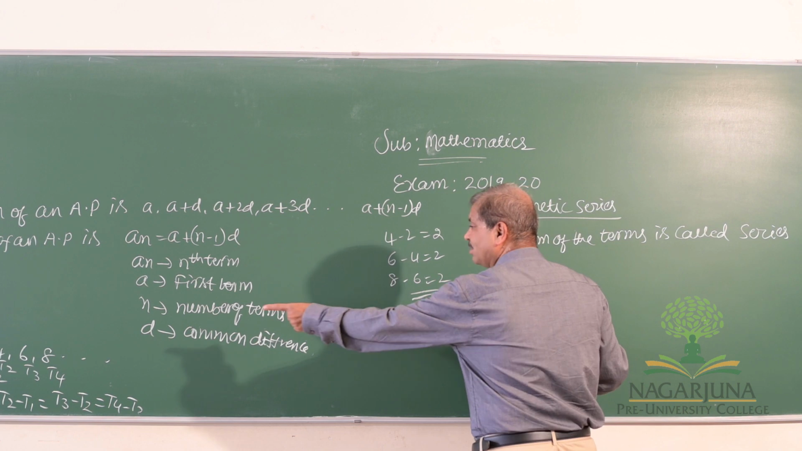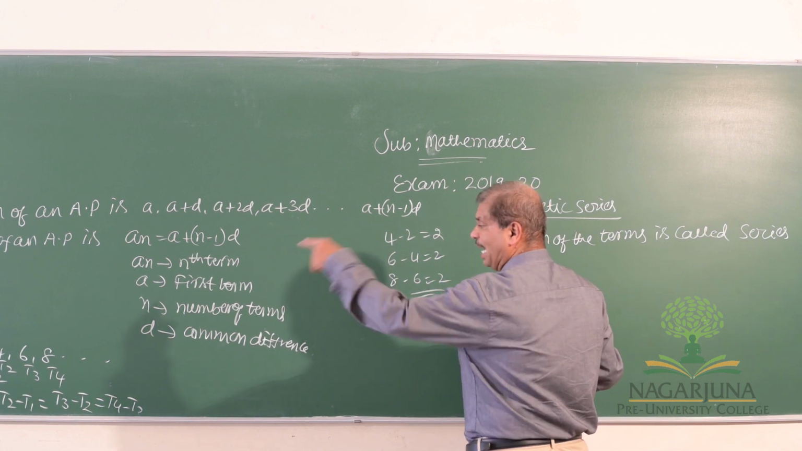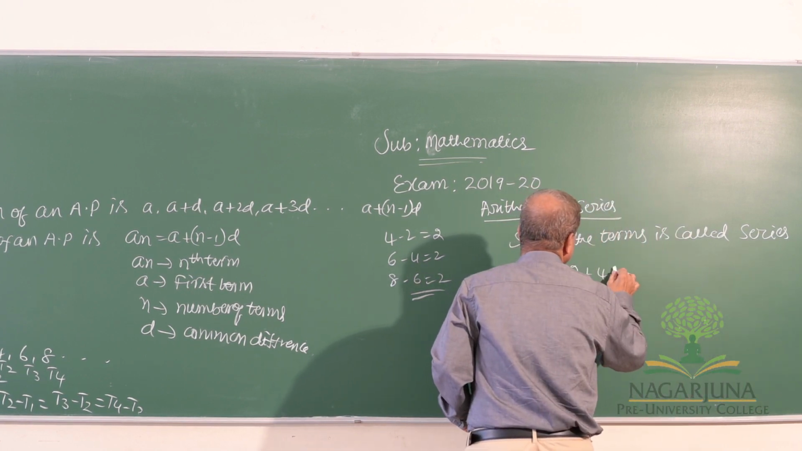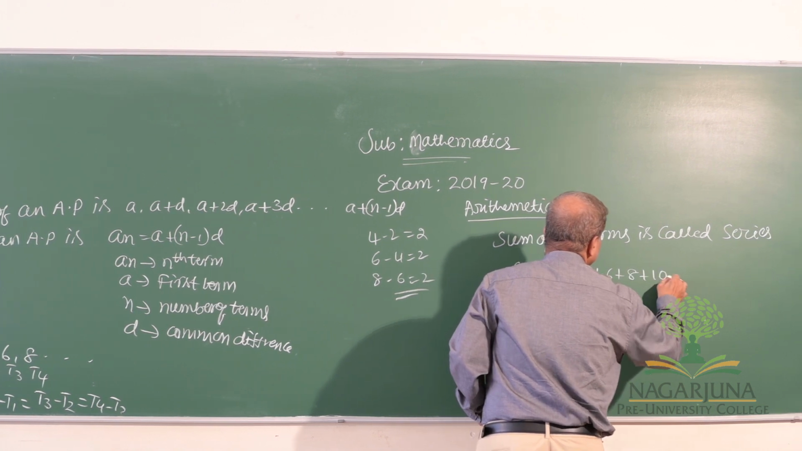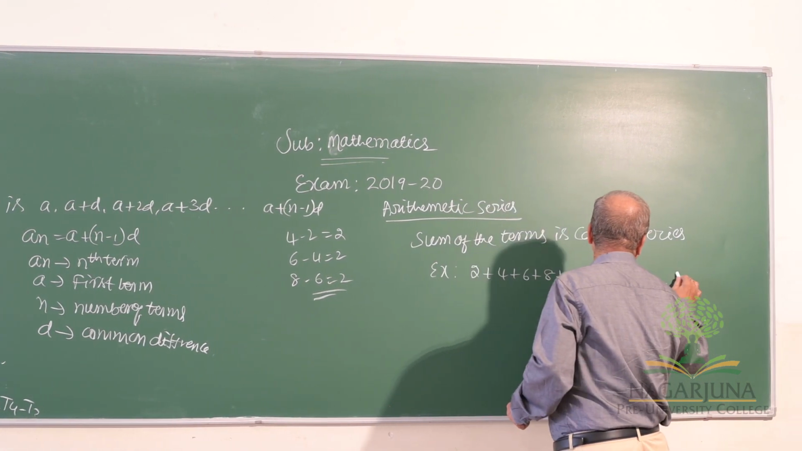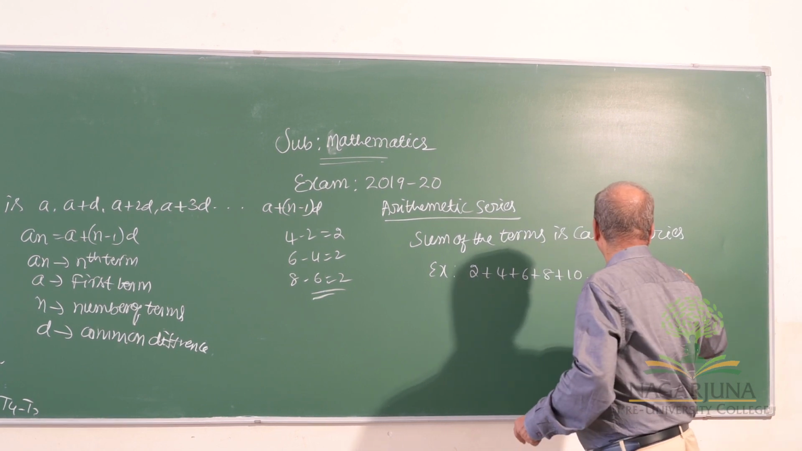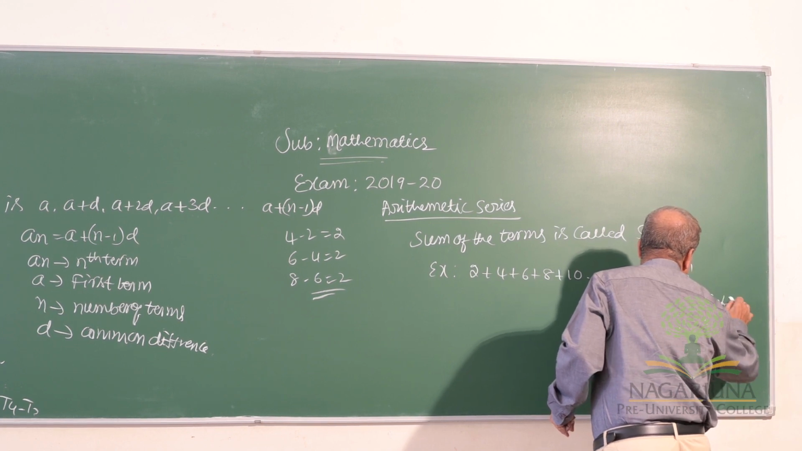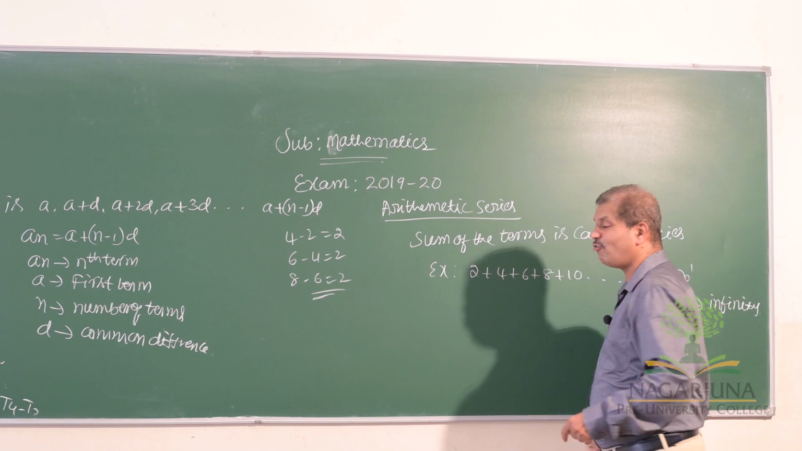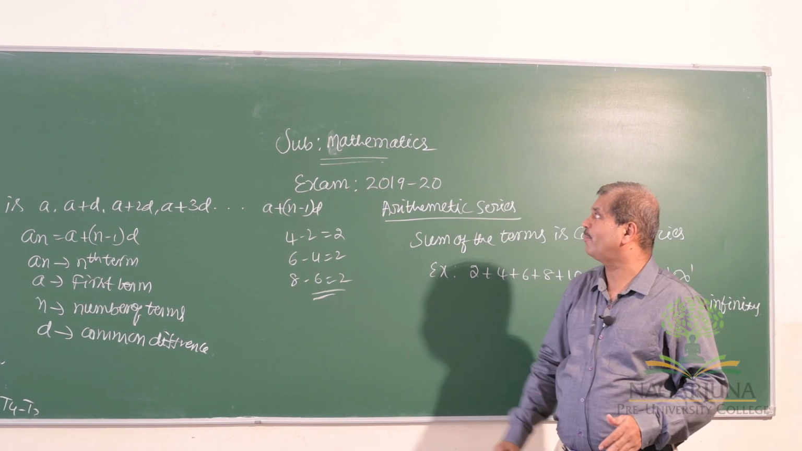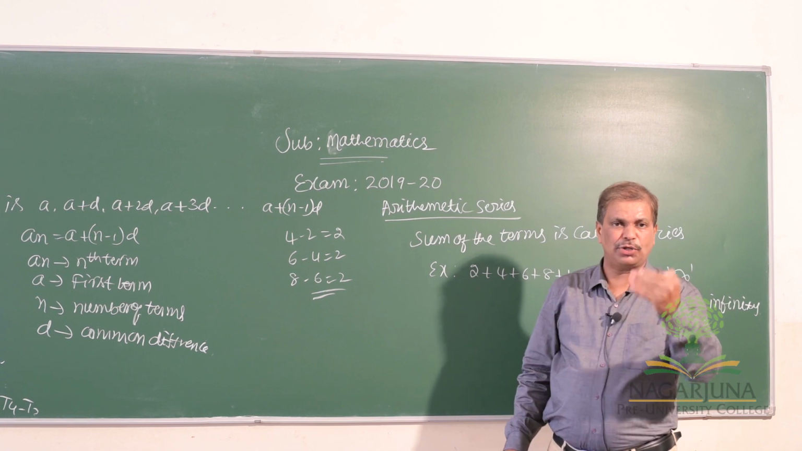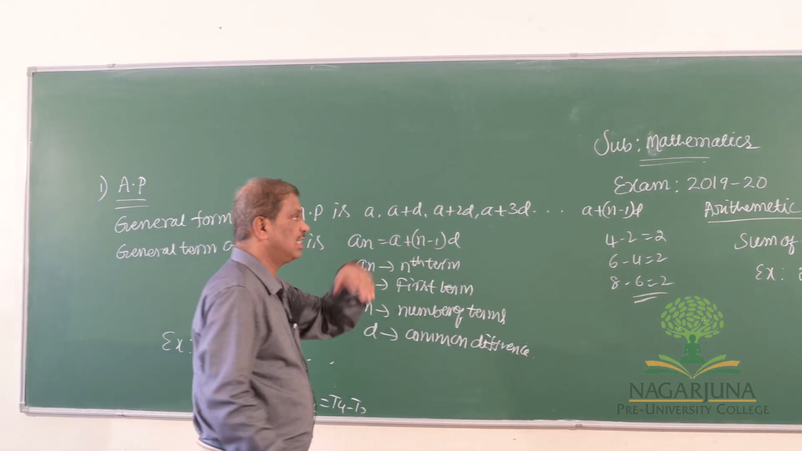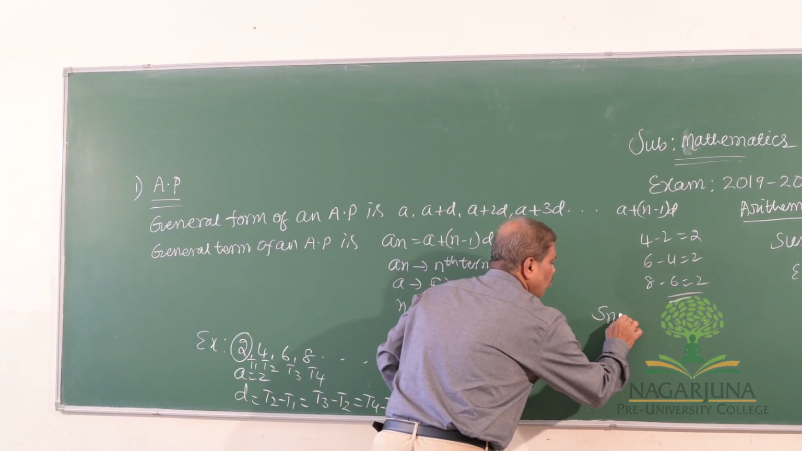See here, what is an arithmetic series? For example, the arithmetic progression is 2, 4, 6, 8. The arithmetic series is 2 plus 4 plus 6 plus 8 plus 10, and so on. This is an example of an arithmetic series, and the last term is infinity. This is the symbol used to represent infinity, which means an infinite number of terms. So this is arithmetic progression and arithmetic series. The next formula after the arithmetic series will be Sn. So what is Sn?